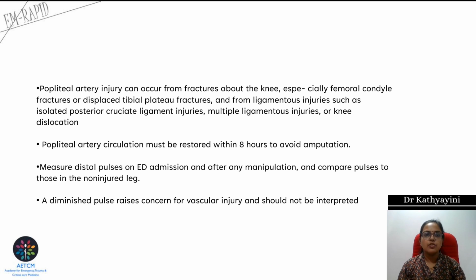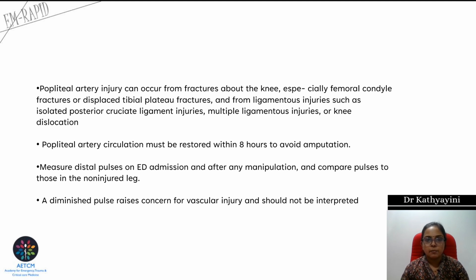The popliteal artery injuries have already been explained. There is a high chance of popliteal artery injury in posterior knee dislocation, tibial plateau fractures, femoral condyle fractures, and PCL injury, and hence we have to check for that. The importance is that there is less collateral circulation here, and there is a high chance of the limb going into amputation due to vascular compromise. So the neurovascular assessment in any knee injury is very important. Measure the distal pulses on ED admission and after any manipulation, compare with the pulse of the opposite side, and document it frequently.